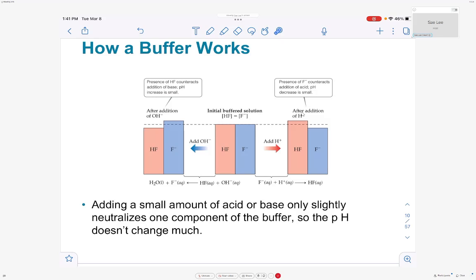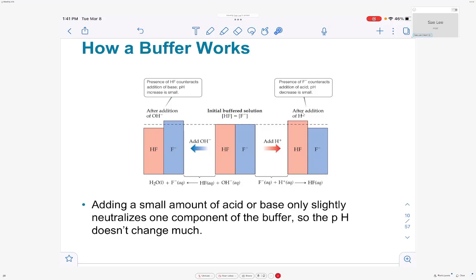In another case, to a buffer solution where you have equal concentrations of acid and conjugate base, let's say you are adding a small amount of strong acid. You're adding a small amount of proton into this buffer mixture. The basic component will now step up to react with this newly added acidic component. As you can see, the basic component is this conjugate base, and it is going to consume this newly added proton and generate hydrofluoric acid.